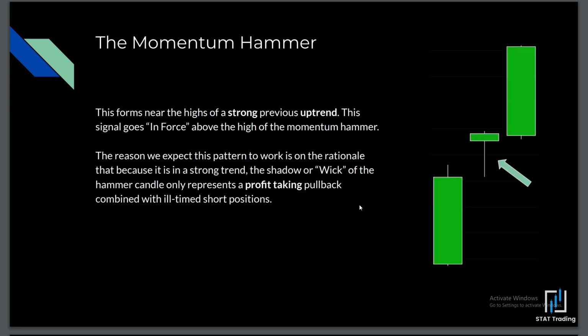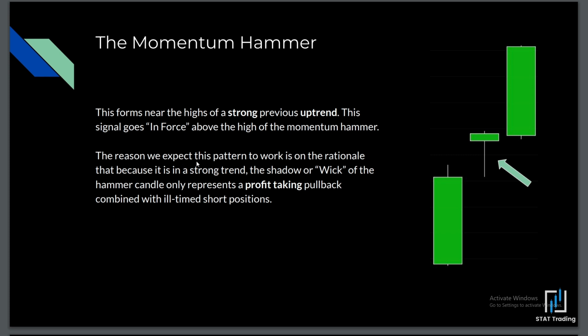We also have the momentum hammer, or also called the Momo hammer. This forms near the highs of a previous strong uptrend. This signal goes in force above the high of the momentum hammer. So it must form the hammer after a strong uptrend. It must close, and it must trade above the high of that hammer to go in force.